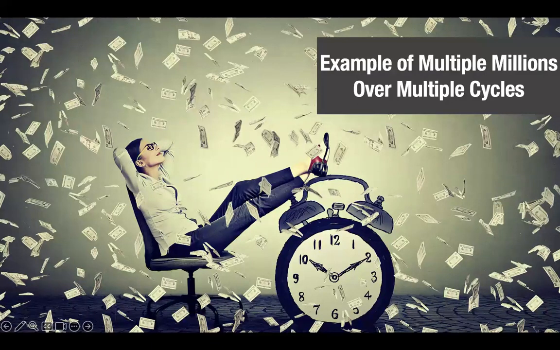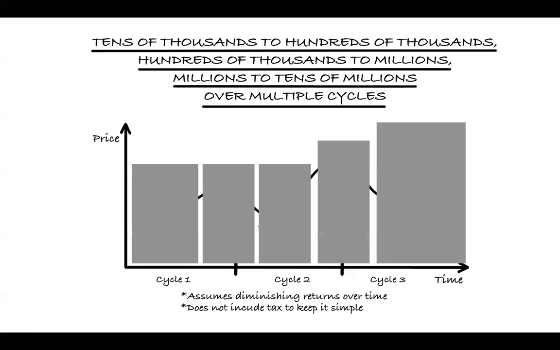So let's look at an example of multiple millions over multiple cycles. Now, a very good friend of mine and a gentleman on our team called Greg did this, right? While this is a hypothetical example that I'm going to share with you, this is close to the exact math that he used. Now, let's look at tens of thousands to hundreds of thousands, and then hundreds of thousands to millions, and then millions to tens of millions over multiple cycles, okay?